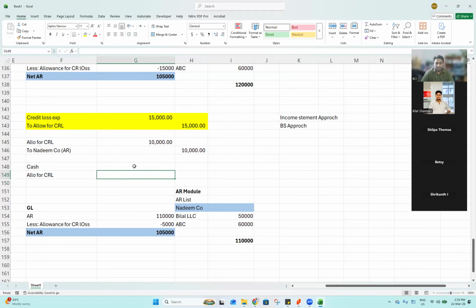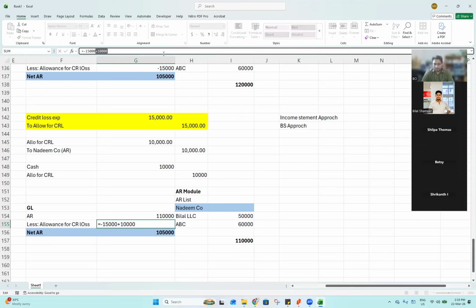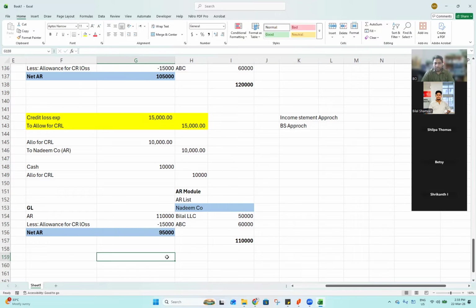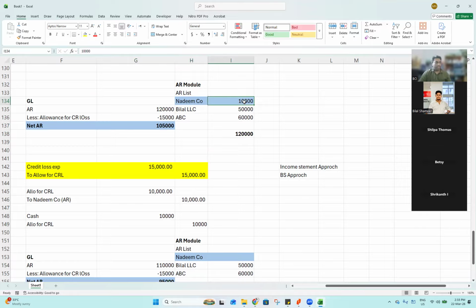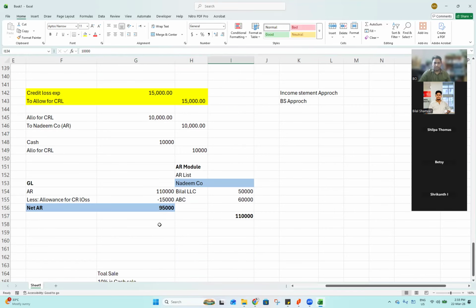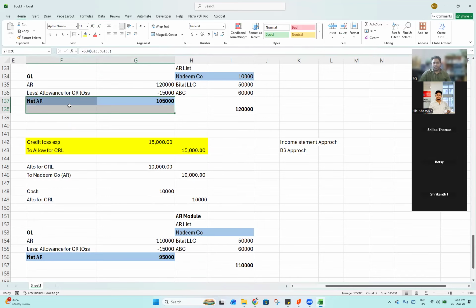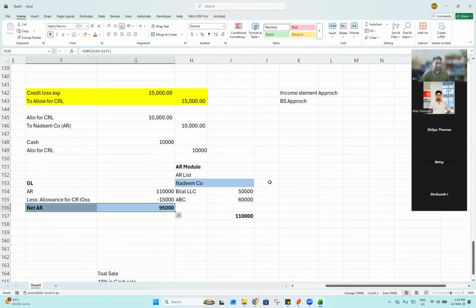Clear? So cash will be 10,000 and allowance for credit loss will be 10,000. Now what happens to your balance sheet? Accounts receivable will be the same, right? The credit losses will be 15,000. Clear? Got it? Why? Because already you collected this 10,000, right? That is why your net cash receivables change. Okay.